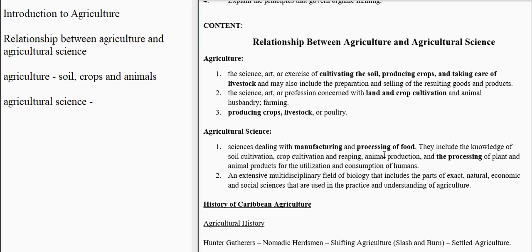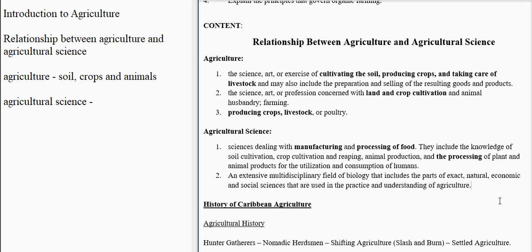Here we have another definition: an extensive multidisciplinary field of biology that includes the parts of exact, natural, economic, and social sciences that are used in the practice and understanding of agriculture. I usually tell my students, agriculture itself is more integrated than integrated science because it encompasses all different fields of study, from the sciences, biology, chemistry, physics, to construction.